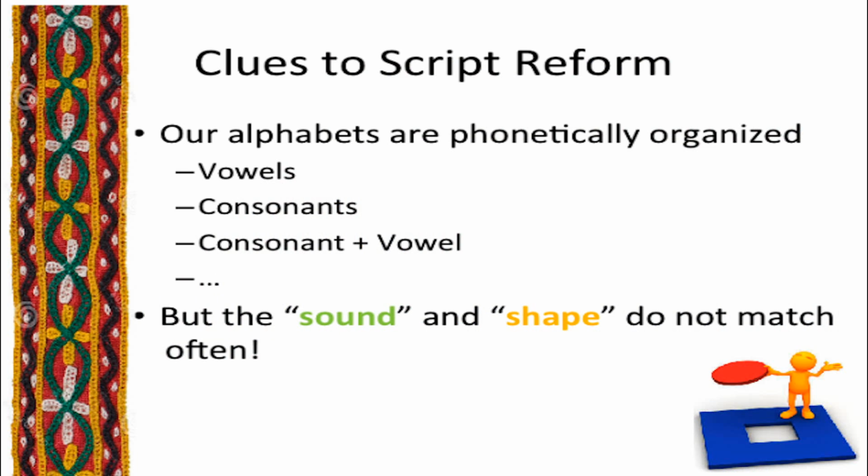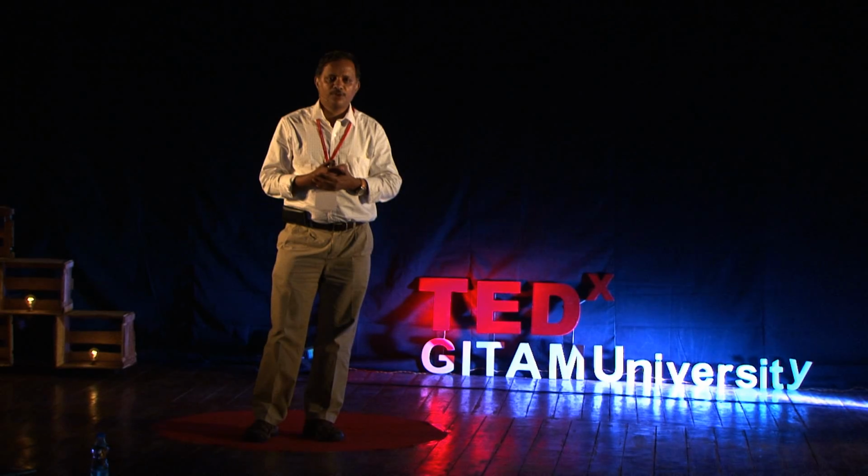Okay, so that is fine in itself, but the problem is the shape and the sound do not match perfectly in a lot of situations. So ideally speaking, in an ideal script, which is easy to learn, similar sounds should have similar shapes, and dissimilar sounds should have dissimilar shapes without any confusability. So can we derive a novel script in which this feature is achieved perfectly?